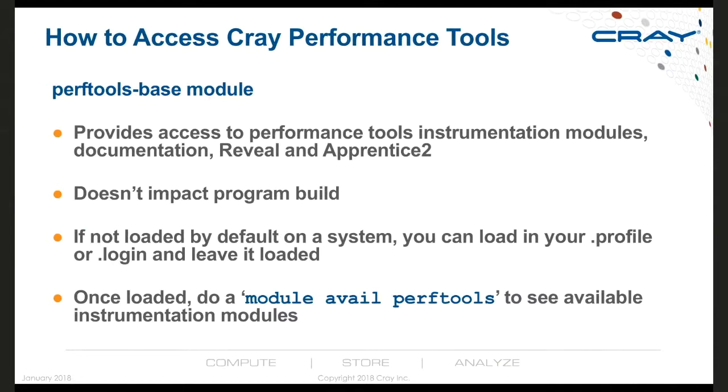Let's say you did some data collection the day before and now you want to run Apprentice 2 to visualize your data. You can do so by just having the Perftools base module loaded, because you can access the Apprentice 2 utility. As I mentioned, it doesn't impact any of your application builds. You really need to load a second module once you choose your instrumentation or the experiments that you want. I think we did set it up so that the Perftools base module is loaded by default.